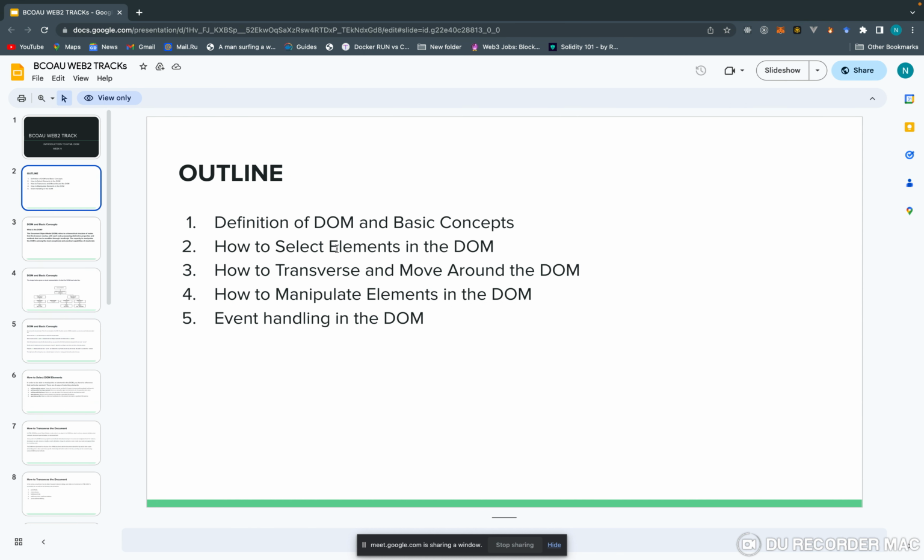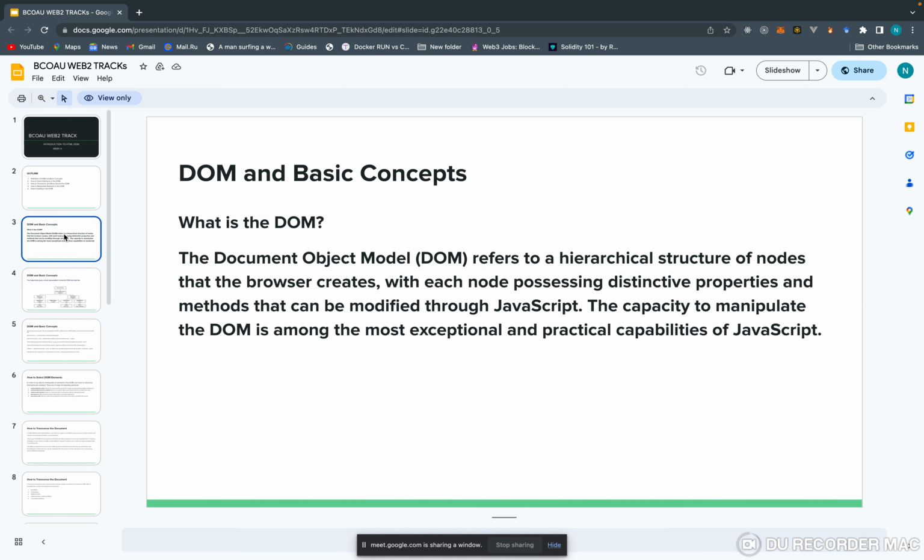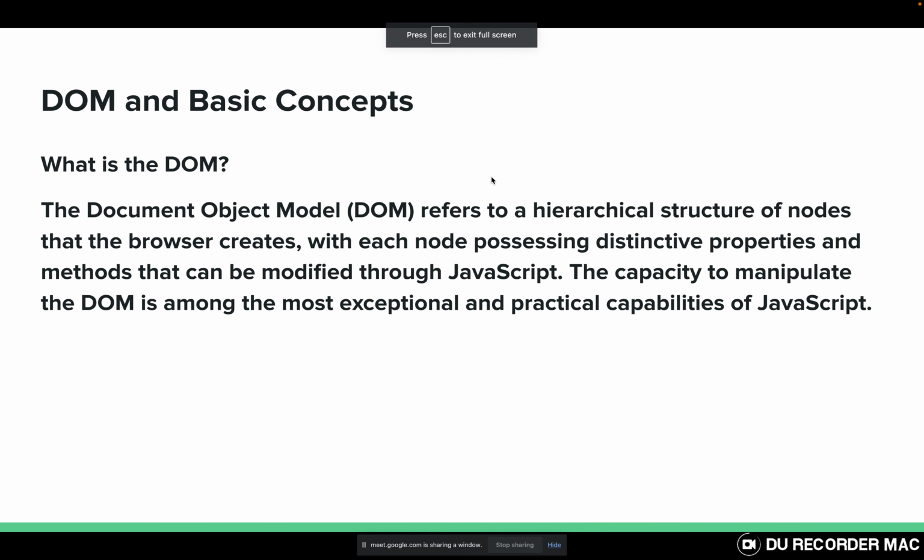So let's get started with the definition of what the DOM is. The document object model refers to a hierarchical structure of nodes that the browser creates, with each node possessing distinctive properties. Let me make it a slideshow. Can you see my screen? How does it look? Yeah. All right. I can see it.